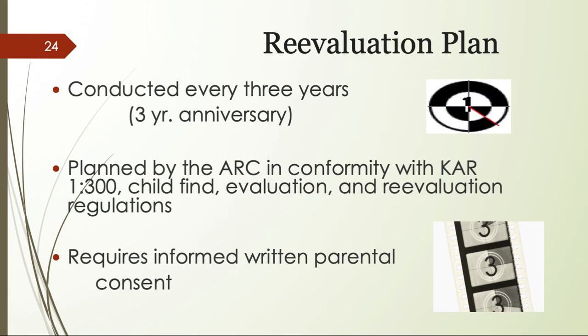Reevaluations occur no less than every 3 years or on the 3rd anniversary. Reevaluations must be planned by the ARC in conformity with Kentucky regulations addressing child find, evaluation, and reevaluation. Reevaluations require informed written parental consent. Essentially, reevaluation should be planned by the ARC, same as the initial evaluation, and according to the regulations guiding evaluation. The ARC must review and document current data, including IEP progress monitoring. A reevaluation shall be conducted every 3 years. There are exceptions to this.